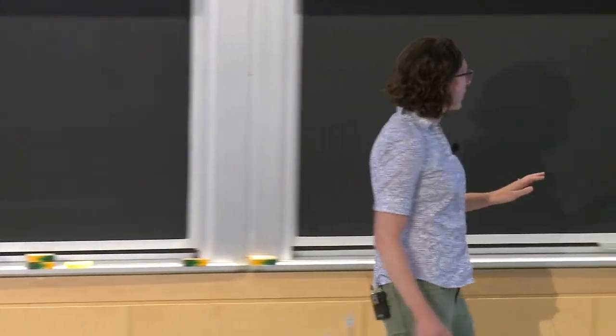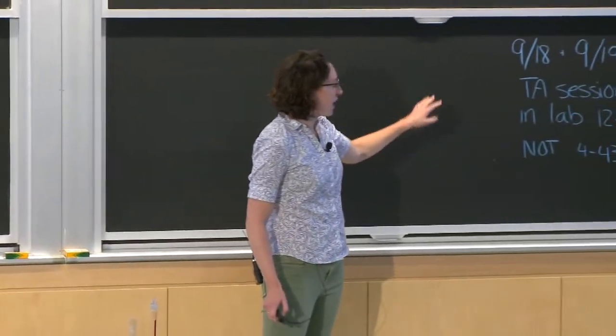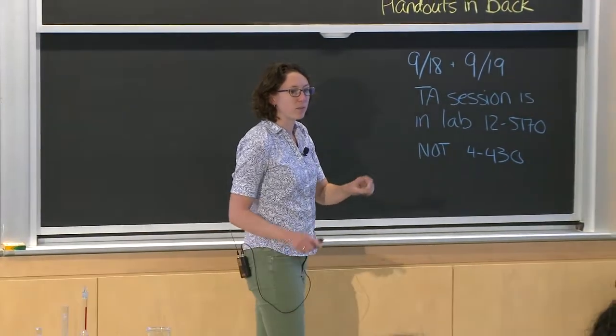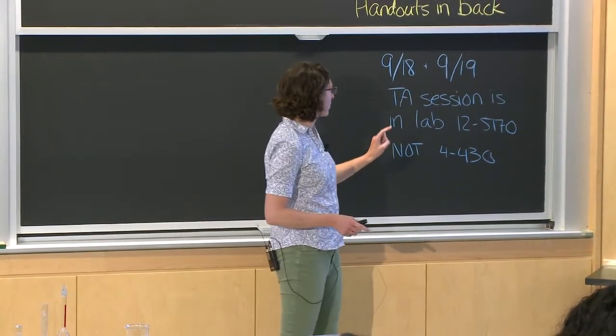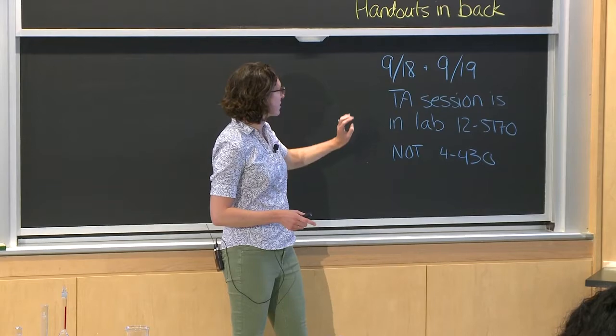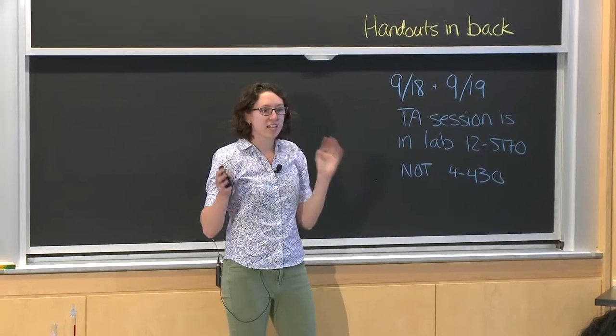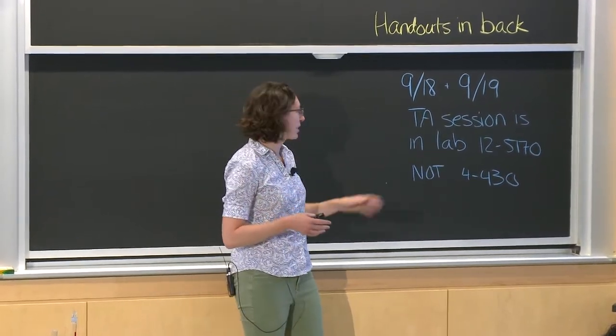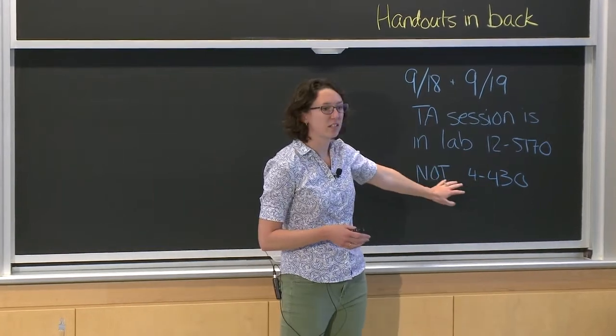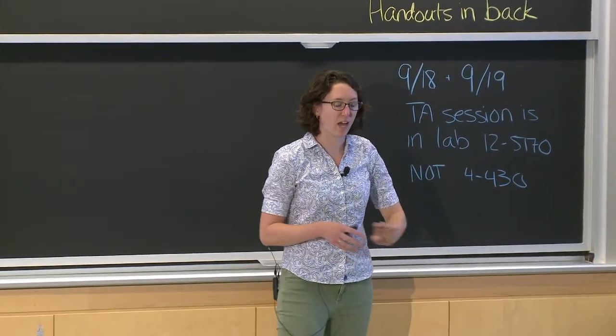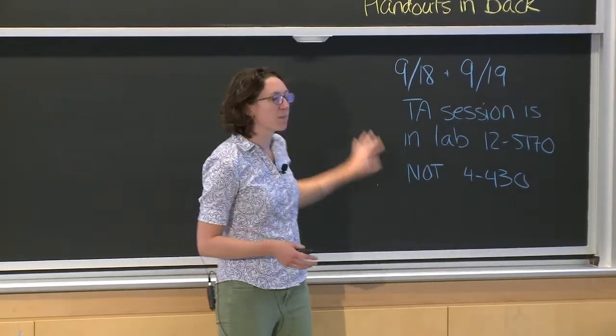And one of the things that was pointed out this week in the lab is that there is a typo left over from when we were in the old labs in Building 4. So this Wednesday and Thursday, the TA help session about how to write the Ferrocene lab report is going to be in the lab, not at 4:30 as it says in the lab manual. So just come to lab as normal.